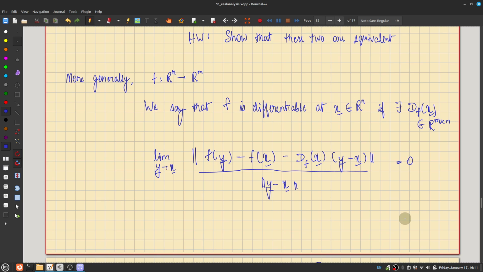So first, let's just make sure that this definition is even consistent. Note that f is a function from Rn to Rm, right? So f of x is going to be an m length vector. So f of y is going to be an m length vector, f of x is another m length vector, and df of x is an m by n matrix, y minus x is an n length vector. So at least the dimensions all make sense, they're all correct.